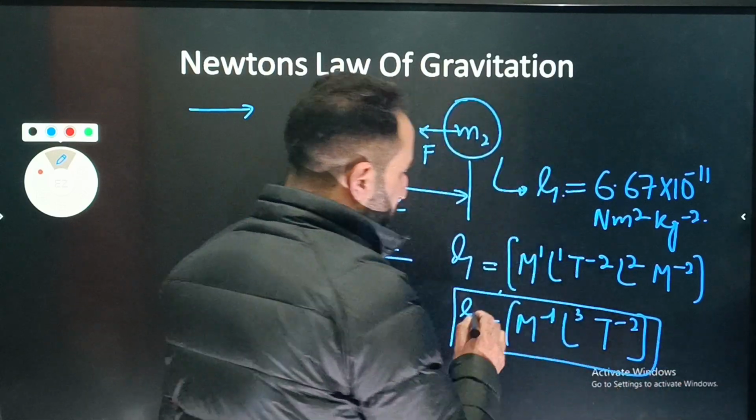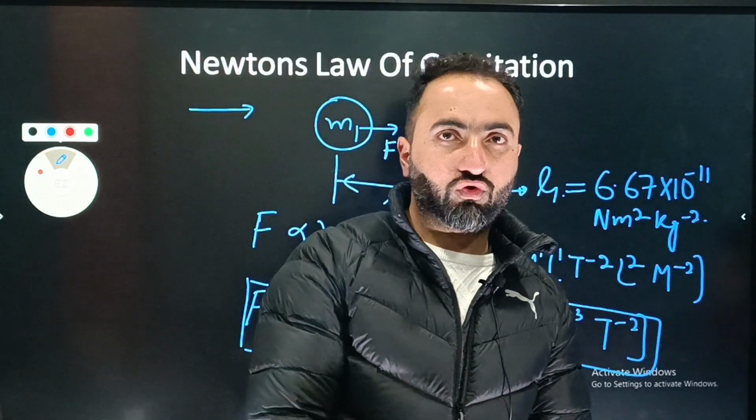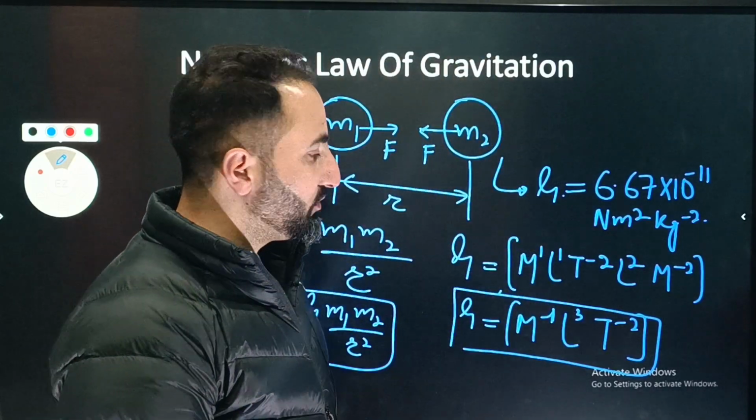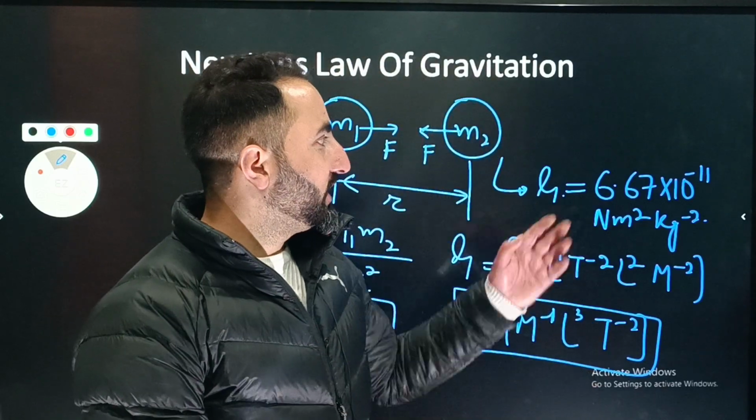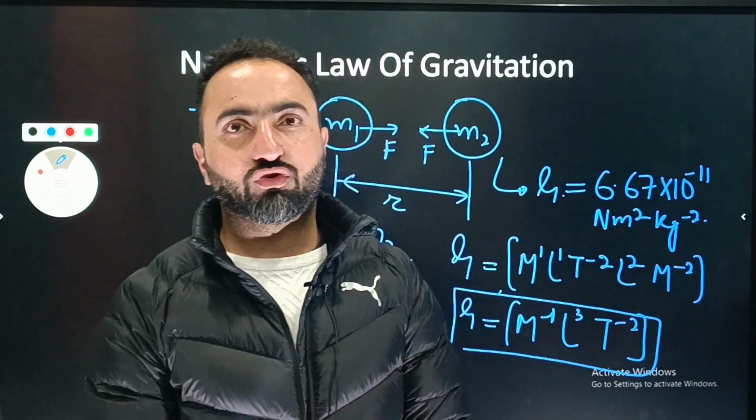You may be asked, for example, what is the dimensional formula of G? Obviously you can calculate it. Its dimensional formula is simply M minus 1 L3 T minus 2. And what about the unit? That's 6.67 10 to the power minus 11 Newton meter square per kilogram square.